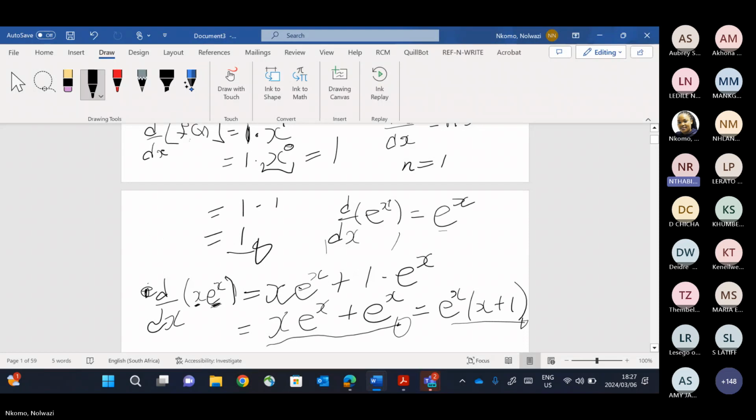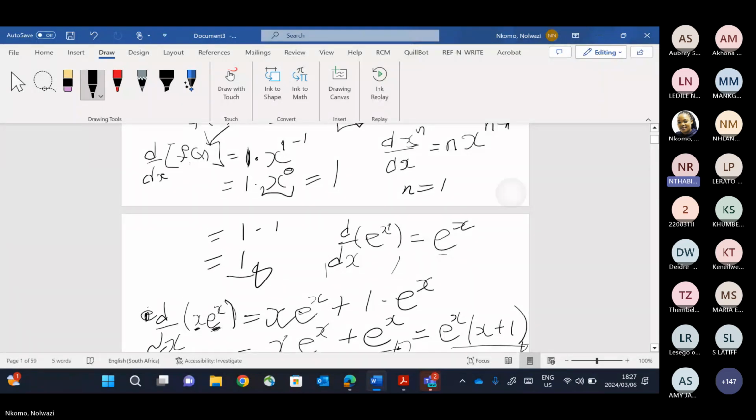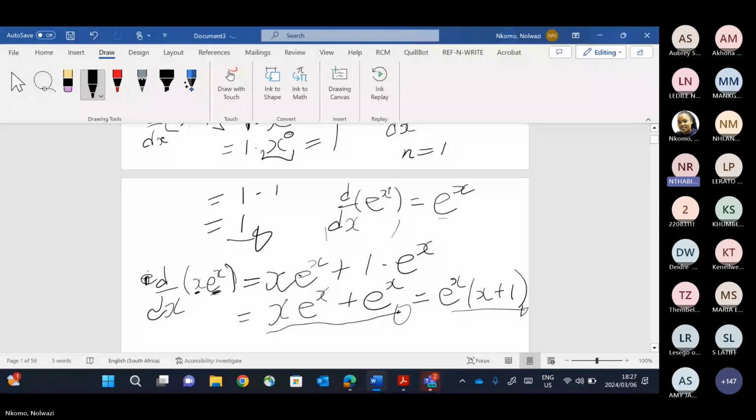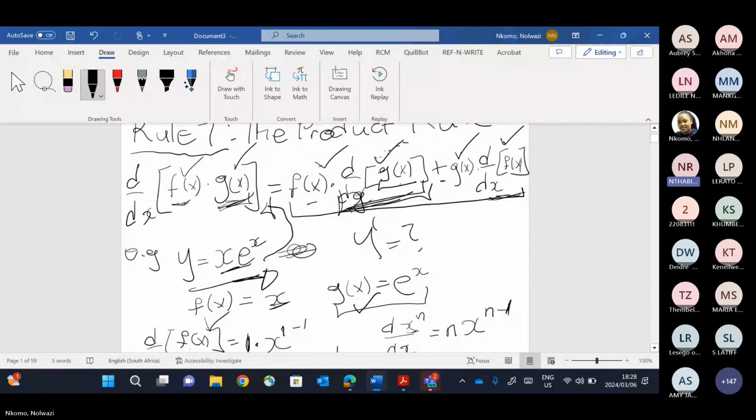I'm listening. I did not see where we substituted g of x, because in the beginning we did say that f of x is equal to x, and g of x is e exponent x. But I am not sure where we used g of x.